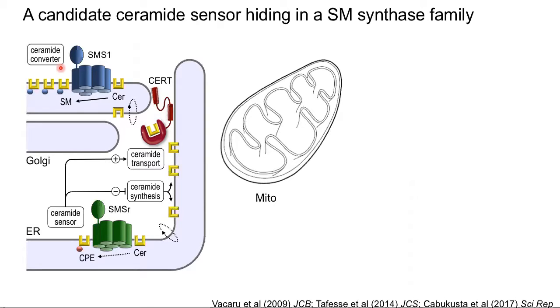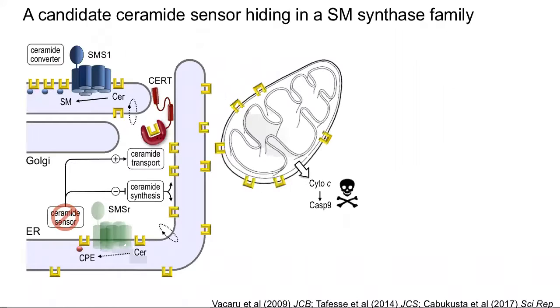Now, besides the Golgi-resident sphingomyelin synthase, mammalian cells also contain a sphingomyelin synthase-related enzyme, SMSR, which localizes to the ER. And unlike sphingomyelin synthase, this SMSR does not produce sphingomyelin, but instead synthesizes trace amounts of the sphingomyelin analog ceramide phosphoethanolamine. And already quite some years ago, we found that acute disruption of SMSR catalytic activity causes a rise in ER ceramides and a mislocalization to mitochondria, triggering a mitochondrial pathway of apoptosis.